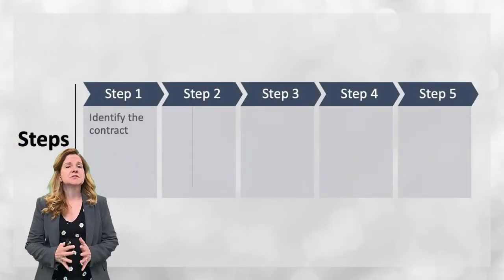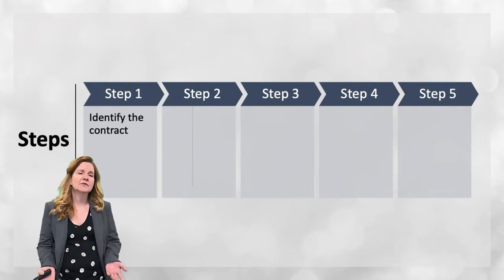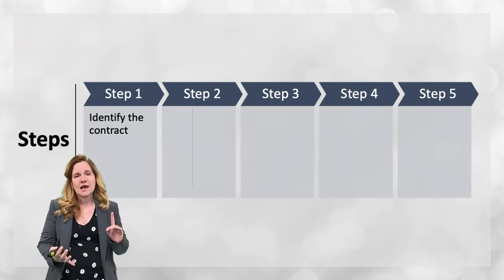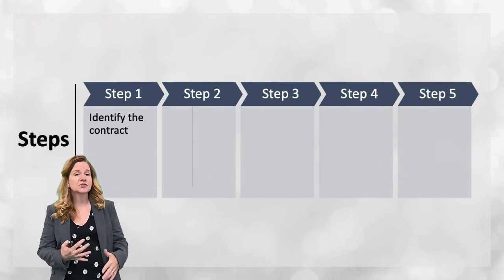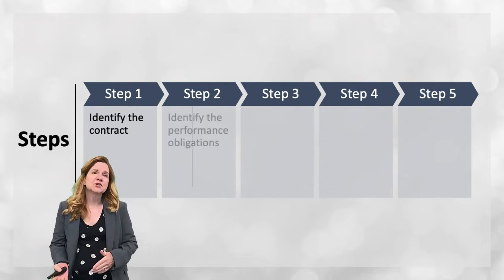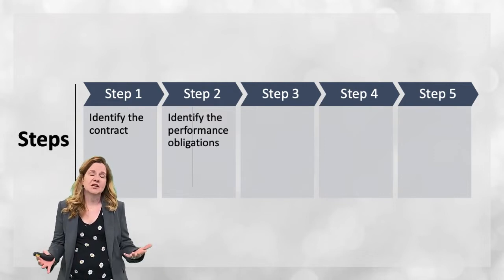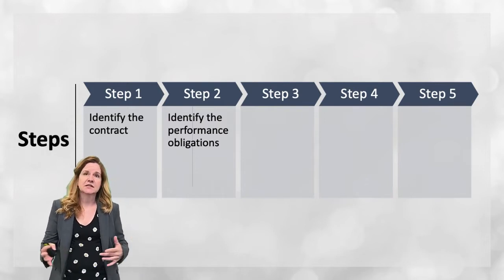The first step is to identify the contract. So you have a seller and you have a buyer, a customer, and in the contract, you're going to have things like, what is the item being exchanged? Is it a good or a service? What is the terms of payment? Then step 2 is to identify the performance obligation. What is going to be exchanged between the customer and the seller? Is it a good? Is it a service?